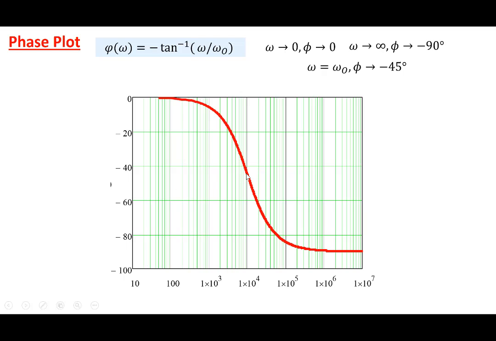So whenever you see a term like minus tan inverse omega by omega naught, it has a sketch of this particular kind, with these asymptotic values at low frequencies and high frequencies, and a value of minus 45 degrees at the corner. Now, more complicated phase expressions may have several such terms, and we'll have to combine them together to get the full phase plot.